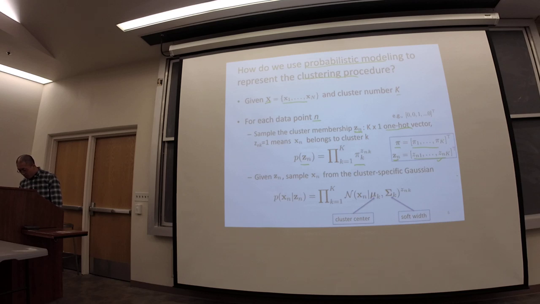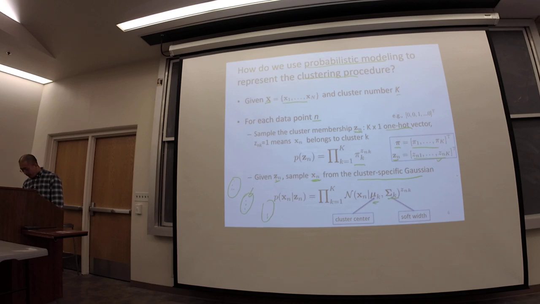So once we have sampled the cluster membership Zn, we then sample xn from a cluster-specific Gaussian distribution. Remember, xn could be a vector. So we'll assume that for each cluster, we associate one particular Gaussian distribution with some specific mean and covariance matrix. If xn is assigned to a particular cluster, xn is sampled from the corresponding Gaussian distribution. The mean is denoted by mu k, and the covariance matrix is denoted by sigma k.